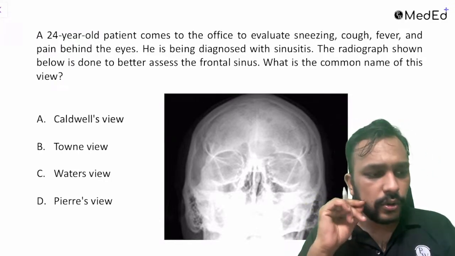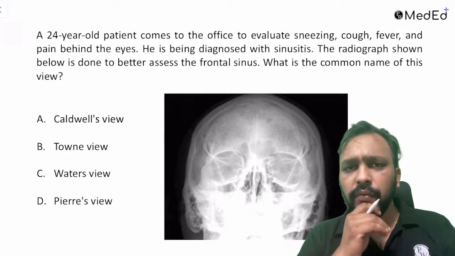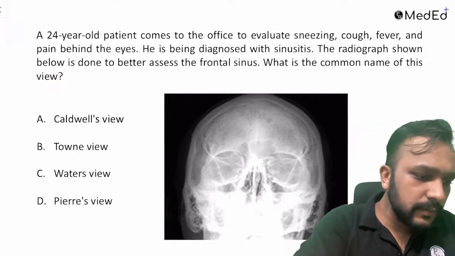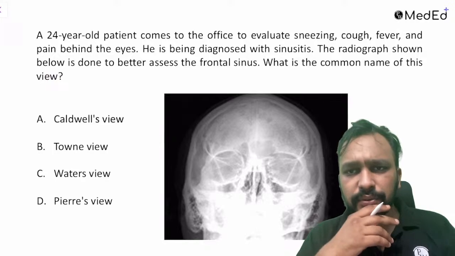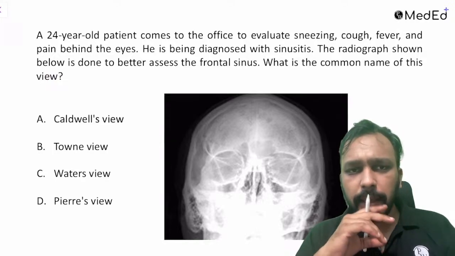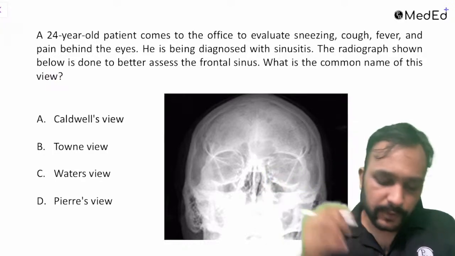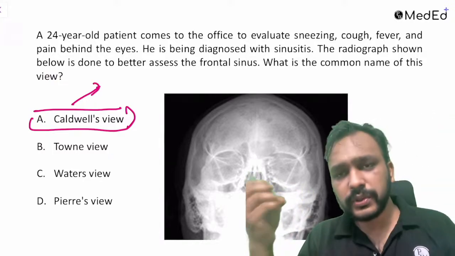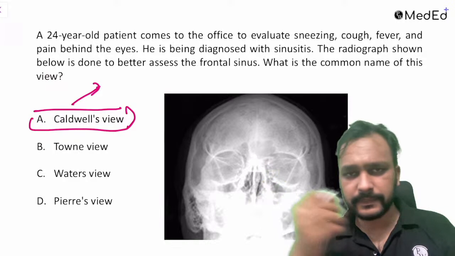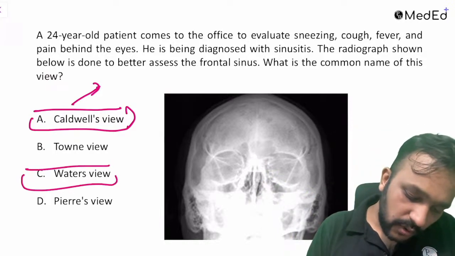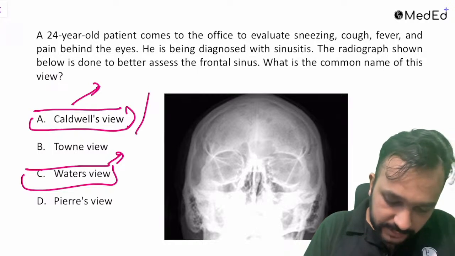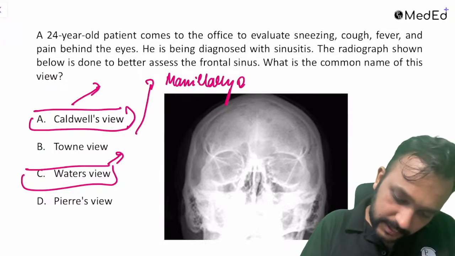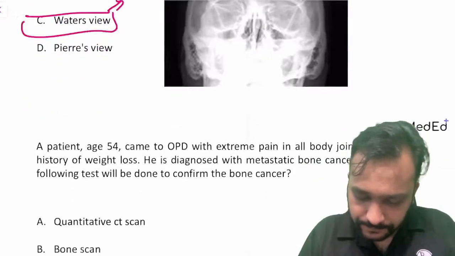Now, a 24-year-old male patient comes to the office to evaluate sneezing, cough, fever, and pain behind the eyes. He is being diagnosed with sinusitis. The radiograph shown below is better to assess the frontal sinus. Okay, so guys, for frontal sinus, just remember Caldwell's view is the best view to assess the frontal sinus, right? Waters view is best to assess your maxillary sinus. Just remember these two important views, right?